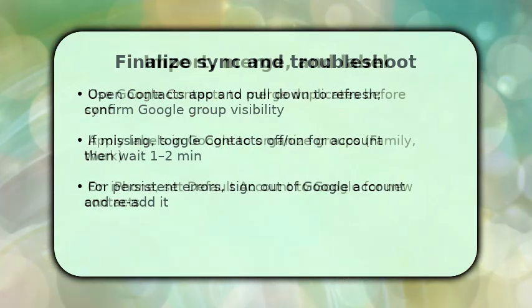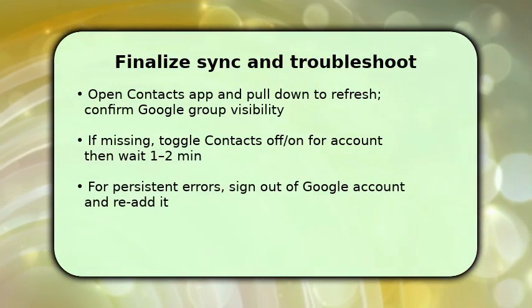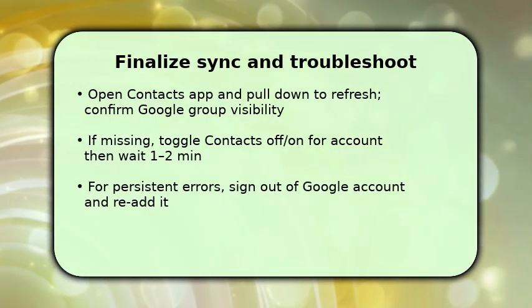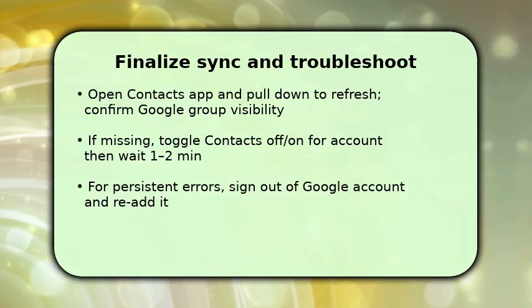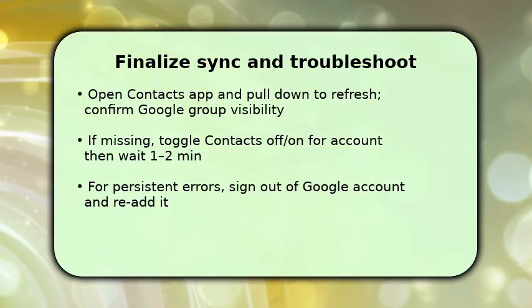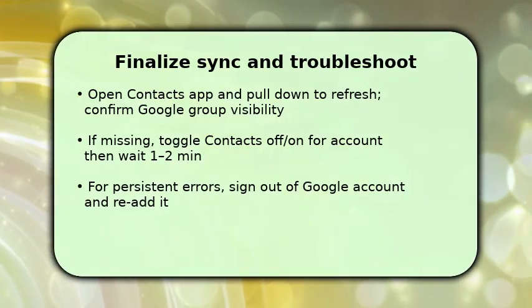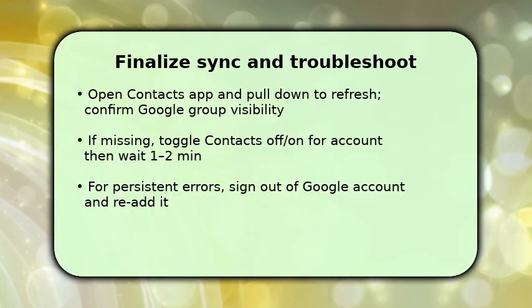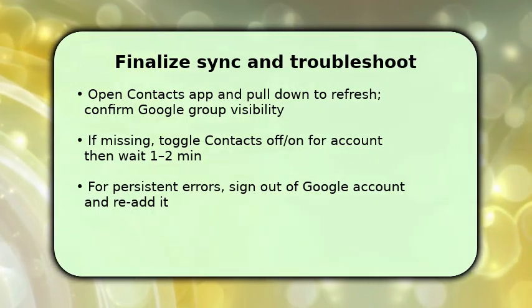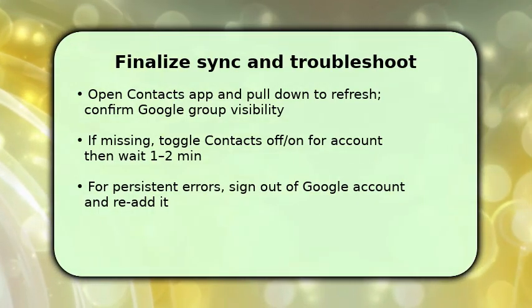To finish, open your iPhone Contacts app and pull down to force a refresh. Make sure the Google group is visible in the Groups menu so you only see Google Contacts. If contacts don't appear, turn Contacts off for the Google account, wait a minute, then turn it back on to prompt a resync. If the problem persists, sign out of the Google account on the iPhone and re-add it. That full reset often clears stubborn syncing issues.